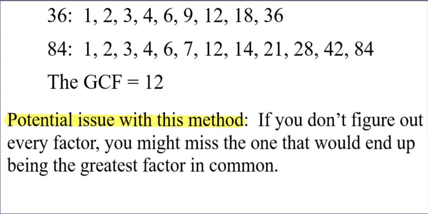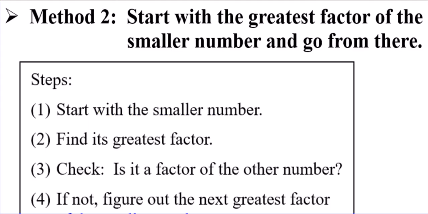So what I want to do is show you an alternate method that kind of uses the same ideas of the listing method, but in a more efficient way and therefore quicker way, which you'll probably enjoy. So here's the method. We're going to start with the greatest factor of the smaller number from the set of numbers of the original problem that we're trying to find the GCF of. And then we're going to go from there.